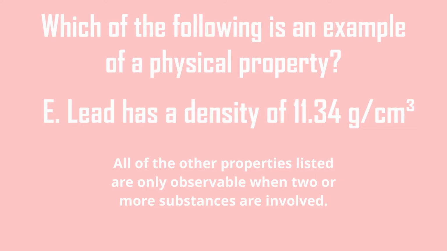For example, we can only see the corrosiveness of sulfuric acid in action when another substance, like a metal, is exposed to it. With the density of lead, you don't need to have another substance to be able to say that lead has a density of that much.